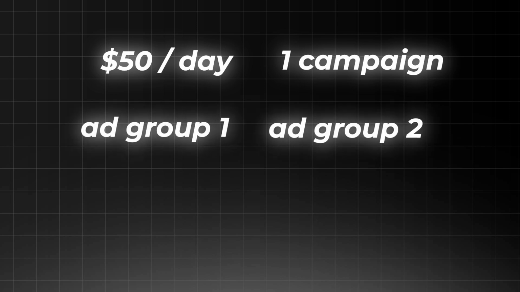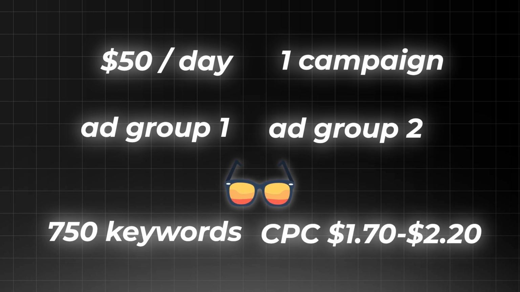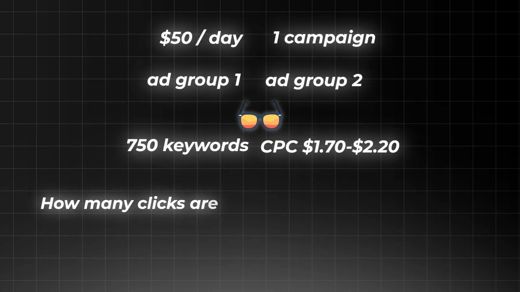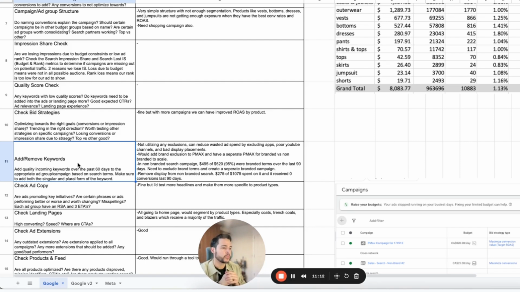You're going after maybe sunglasses, right? Simple term. Now, if you have 750 keywords in one of the ad groups, $50 a day, average CPC is around $1.70, maybe $2.20, right? How many clicks are you going to be able to have a day? What's your average conversion rate, right? It's going to be really difficult to identify winners out the gate quickly.